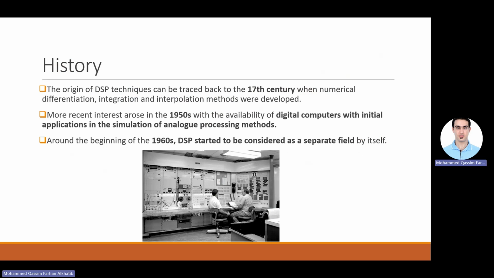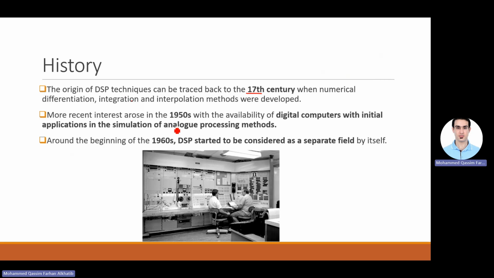Okay, so some history about DSP. The origin of digital signal processing can be tracked all the way back to the 17th century, when numerical differentiation, integration, and interpolation methods were developed. So basically, with the advancement of calculus, differentiation, and integration.